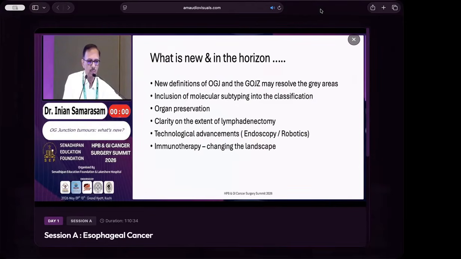So to conclude, what is new and what is on the horizon? We have the new definitions of the esophagogastric junction and the OG junction zone. And this may perhaps define these tumors better and resolve many gray areas.